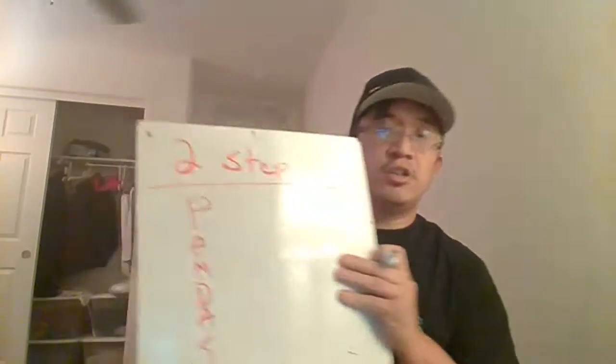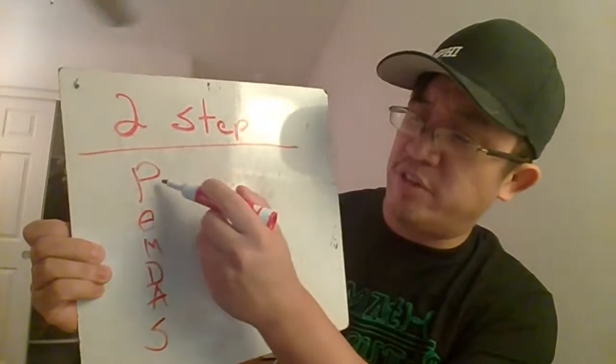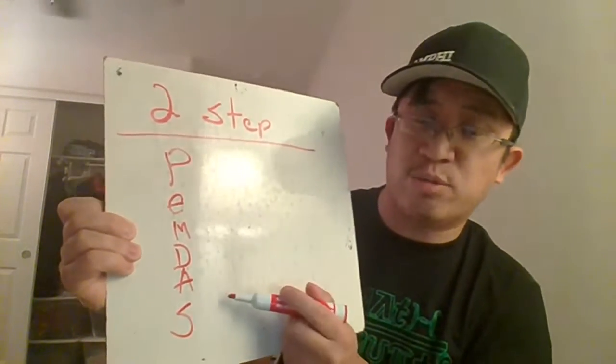All right. So two-step equations. Pretty much when we do two-step equations, we're doing PEMDAS backwards. We're doing, please excuse my dear Aunt Sally. P, E, M, D, A, and S. That's parentheses, exponents, multiply, divide, adding, and subtracting.